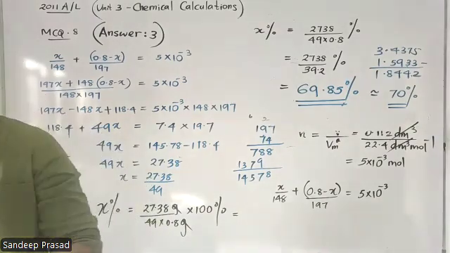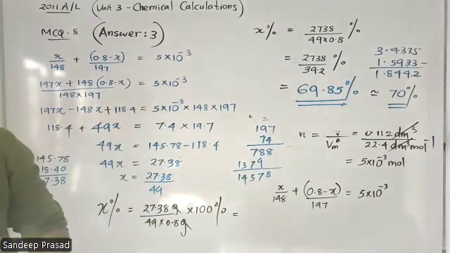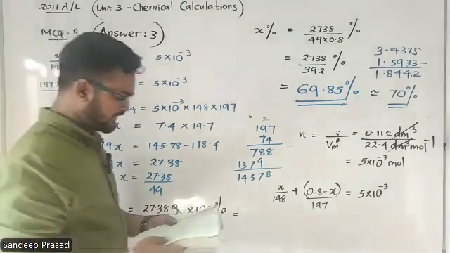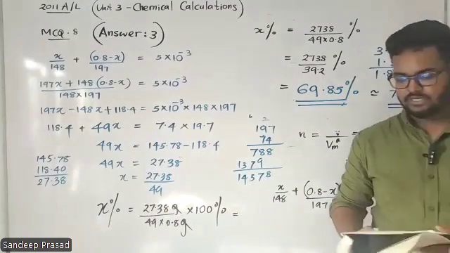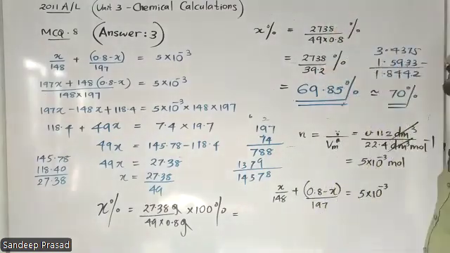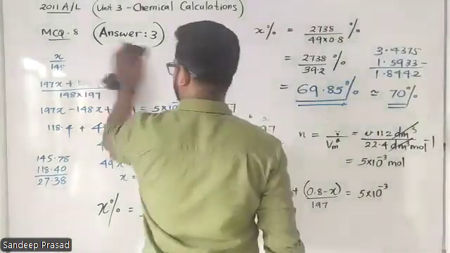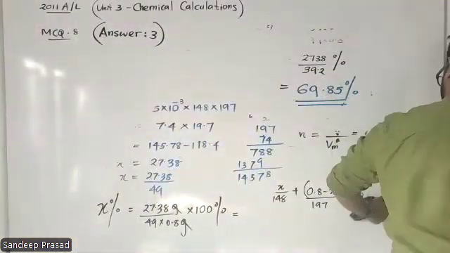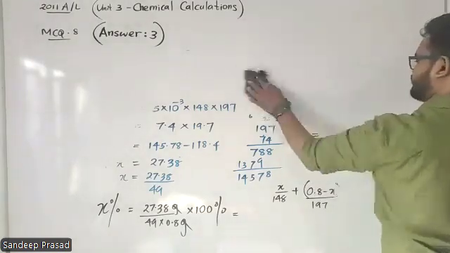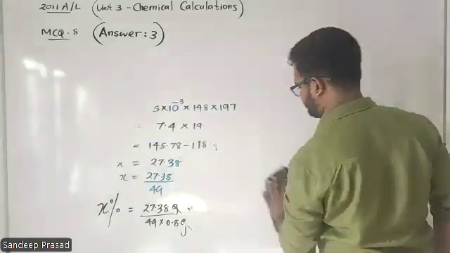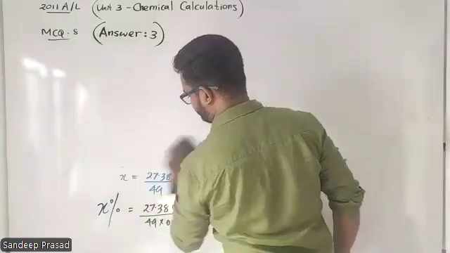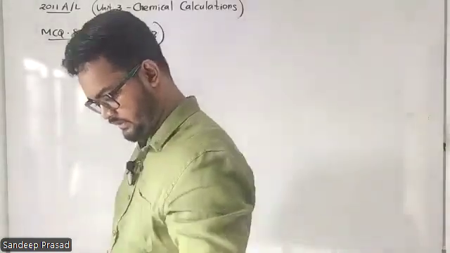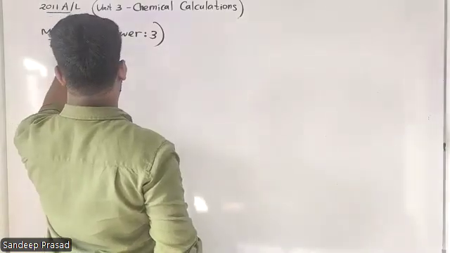Then we have to go for MCQ numbers 28 and 29. Those are also calculations. Right, so let's start question number 28 and question number 29. Okay. Now they have given MCQ number 28.